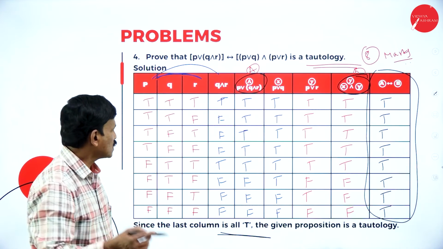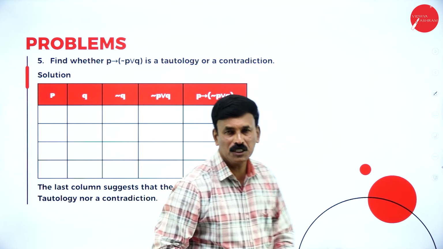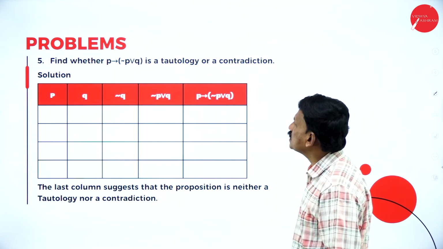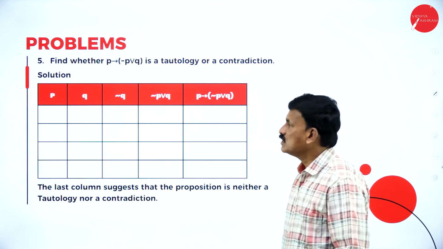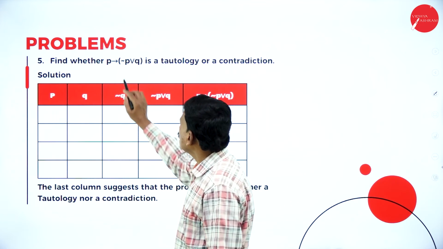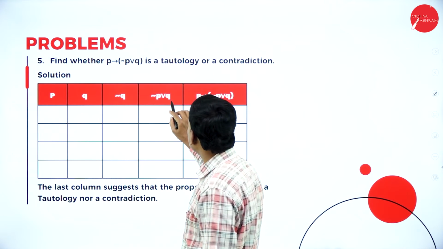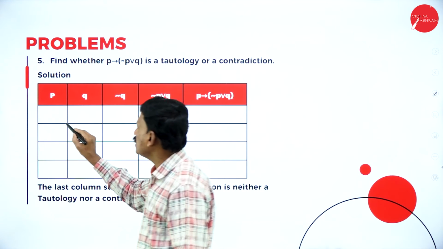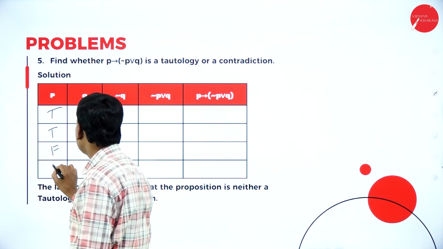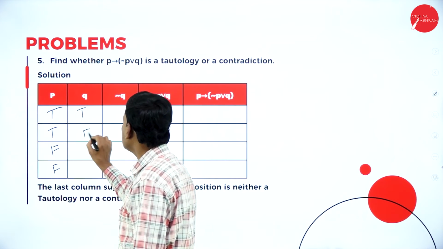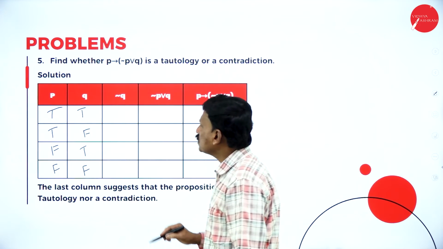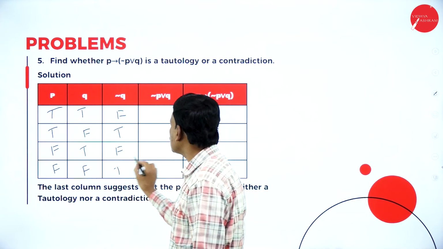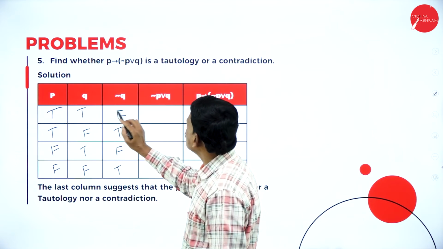Hope you followed. Now let us come to your last problem on tautology. Find whether P conditional to negation P disjunction Q is a tautology or a contradiction. Split as usual: P, Q, then negation P disjunction Q, then P conditional to negation P disjunction Q. The truth values for P are T, T, F, F. For Q they are T, F, T, F.